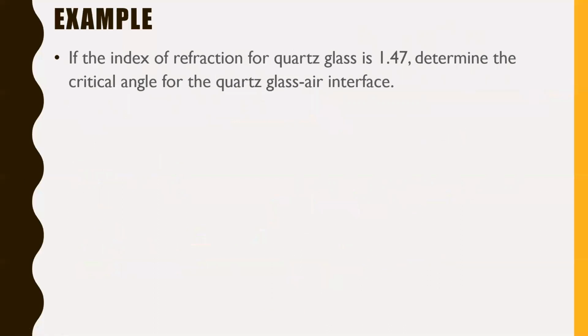All right, last one. We do have time for this. I will go through it. I'm quite impressed that we were able to get through these all. If the index of refraction for quartz glass is 1.47, determine the critical angle for the quartz glass-air interface. Well, remember, in order for a critical angle to occur, you have to be going from dense to less dense. That's how it has to happen. So we can say that our dense piece, the quartz glass, is going to be our N1, and N2 is our refractive index for air, which is 1.00.